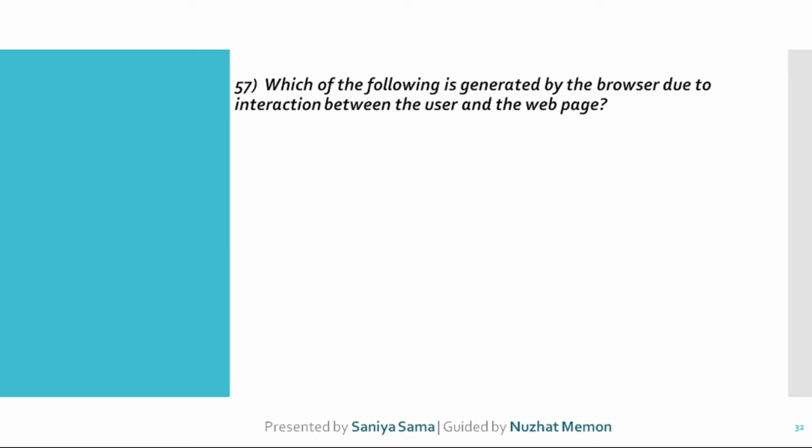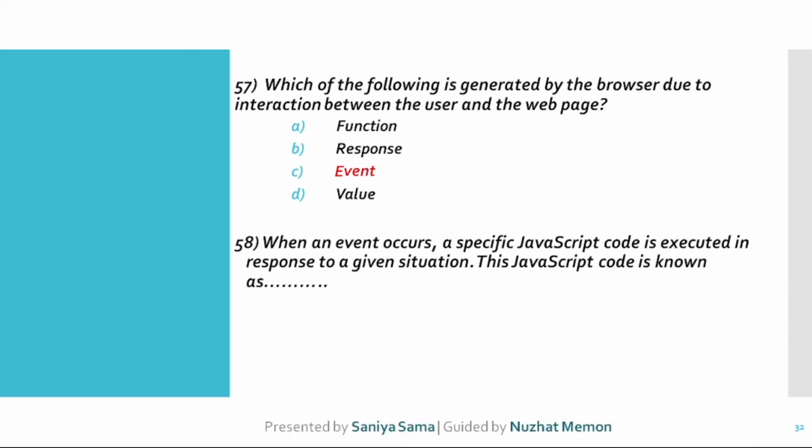57. Which of the following is generated by the browser due to interaction between the user and the web page? Option A function, option B response, option C event, option D value. The answer is event.